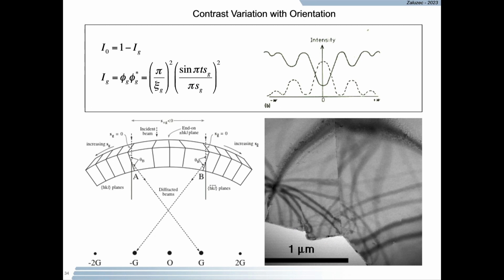Bend contours are another diffraction phenomenon. A bend contour looks exactly like I've shown you here. How do you know it's a bend contour? It's very easy to tell in a microscope. Just tilt the sample a little bit. These things move all over the place. And we'll see that later probably.